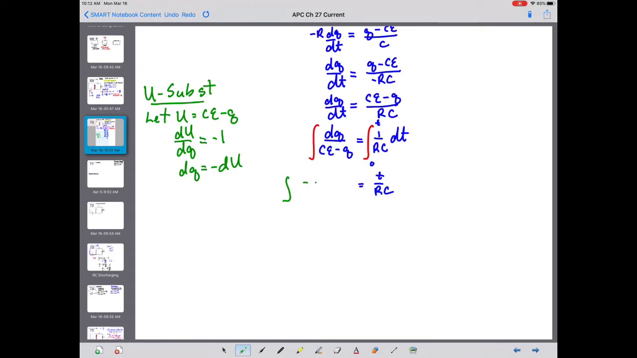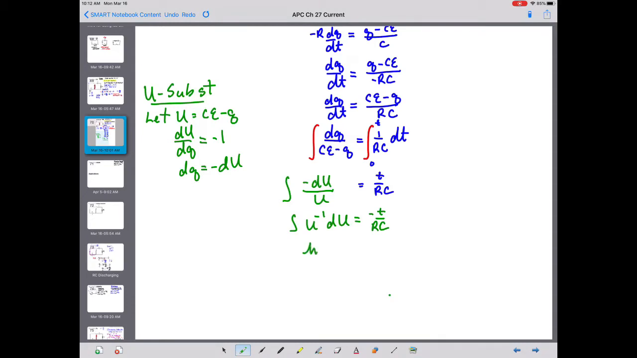In place of a dq, we'll go negative du. In place of C EMF minus Q is just u. So I have the integral of negative u du. Rewriting that, the integral of u to the negative first power du. That negative sign I'm going to throw onto the other side to get it out of the way. So it equals negative t over RC.